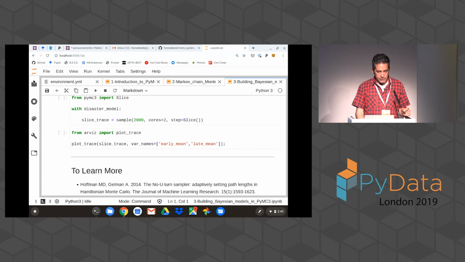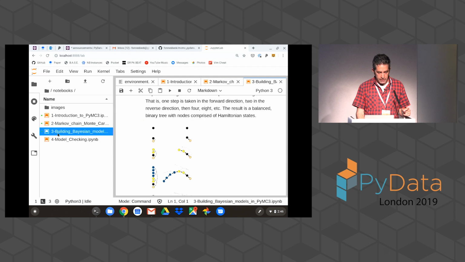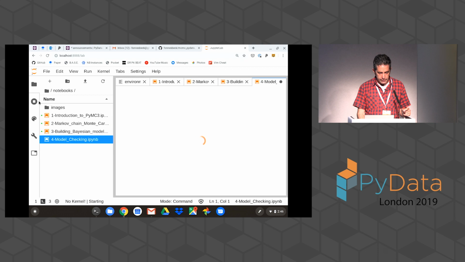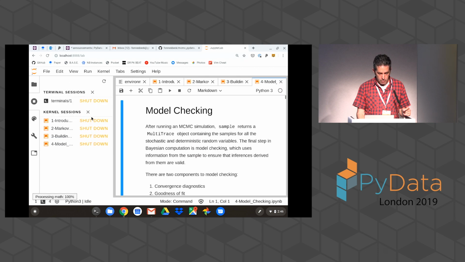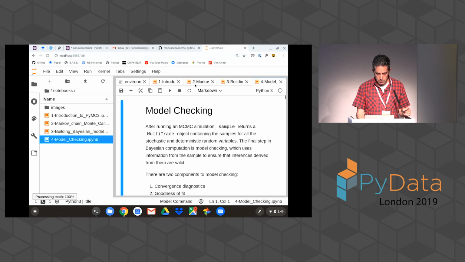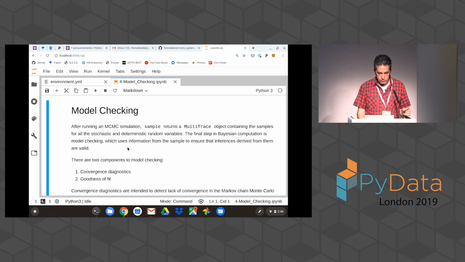All right, I've got 15 minutes left, which is probably enough to do the last piece here, model checking. Clean up some tabs. Okay.